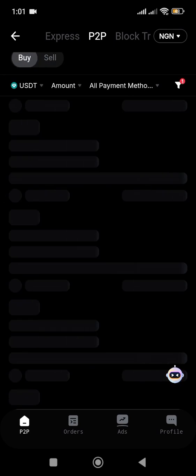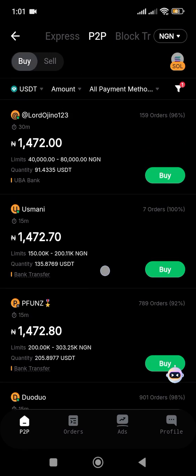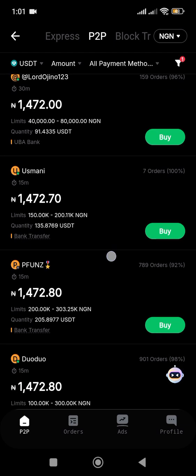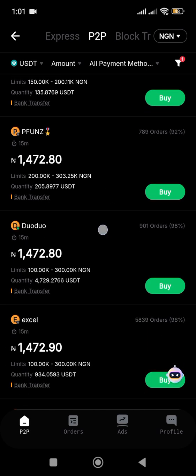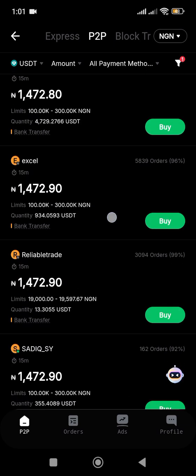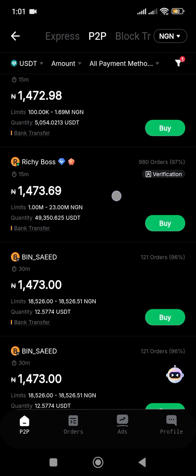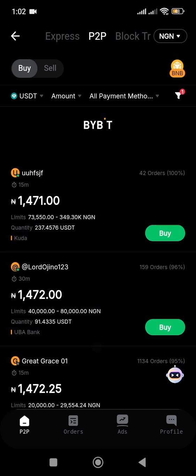So let's assume I want to buy. What you will do is look for a price that is favorable for you. Okay, this person is selling at 1,472 naira. Okay, but the minimum he sells is from 150,000 naira up, and I don't want to buy that much. So what I will do, I will look for somebody that displayed his own. I can actually refresh. Let me see newer ads.